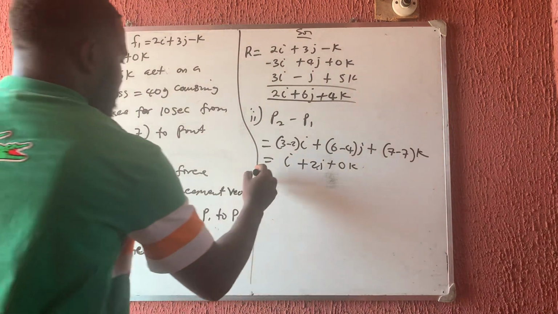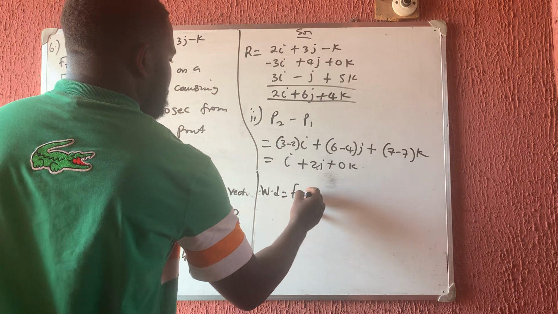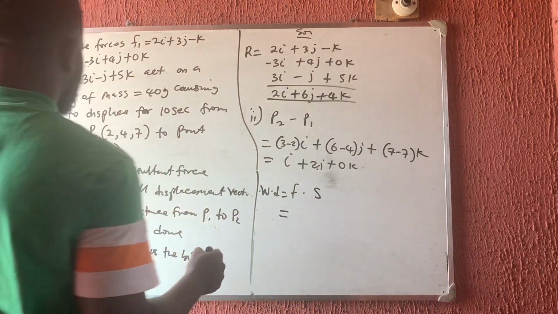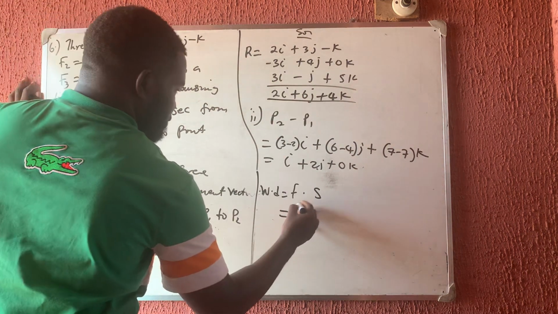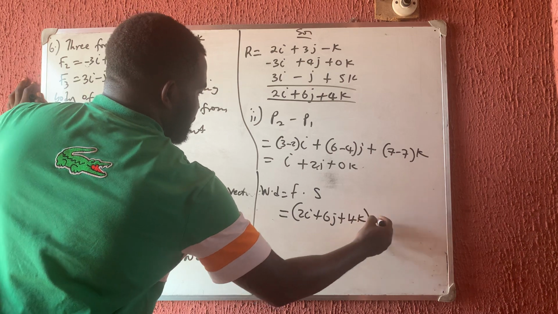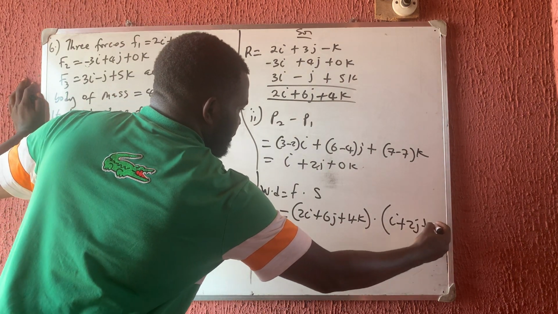Work done is a scalar quantity. So if work done is a scalar quantity, we say that it is what? Force dot the displacement. What is my force? The resultant force is what we are using, which is 2i plus 6j plus 4k, dot the displacement, which we got as i plus 2j plus 0k.